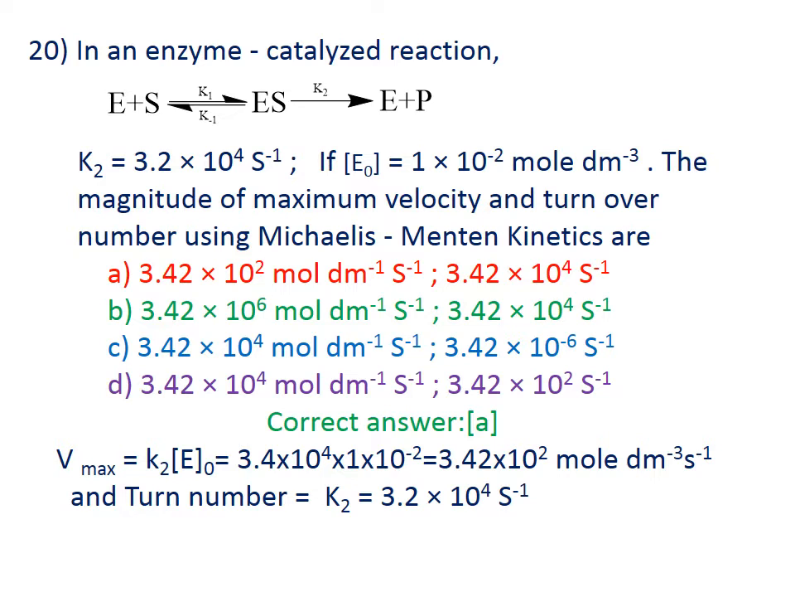You look at the options. Option A is almost correct. B, C, D are wrong. And we can see the turnover number will be equal to K2. This will be equal to 3.2 into 10 to the power plus 4 second power minus 1. Therefore, the correct option is A, 3.2 into 10 to the power 2 mole dm power minus 3 second power minus 1 and 3.2 into 10 to the power 4 second power minus 1. Option A is correct.